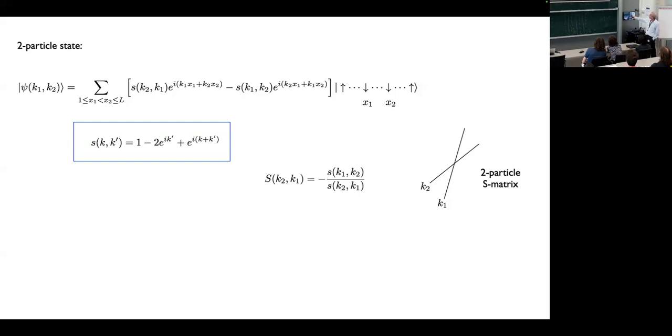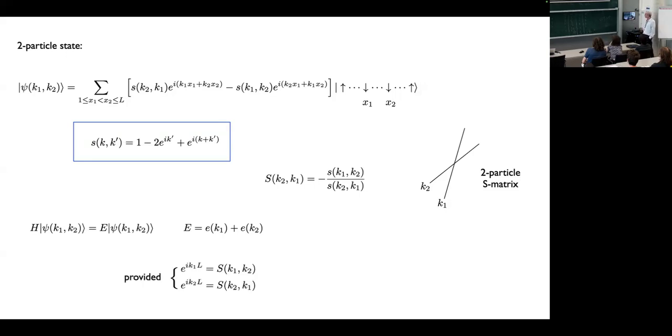This term here is exactly the same, except k1 and k2 are permuted and there's a relative minus sign. It turns out this is an eigenstate of the Heisenberg Hamiltonian, and the eigenvalues are just the sums of the one-particle energies for these two particles. Again, this is not true for any k1 and k2, but only for those that satisfy this set of equations. So again, if we can solve this, then we have an eigenvector and we have an eigenvalue.